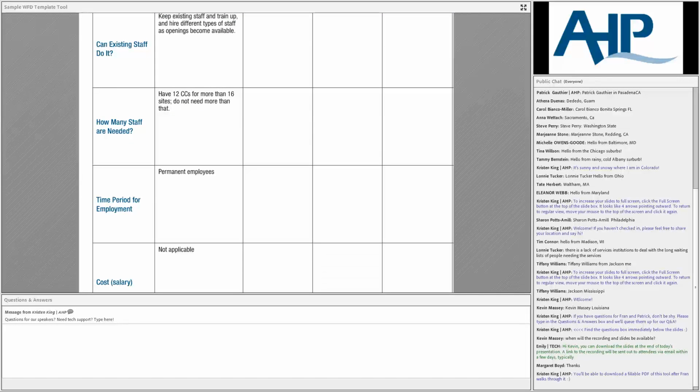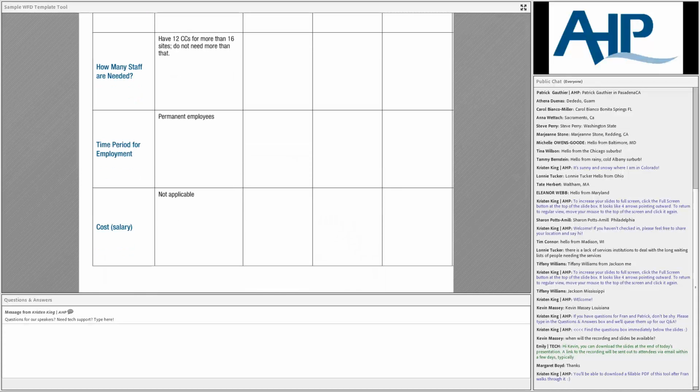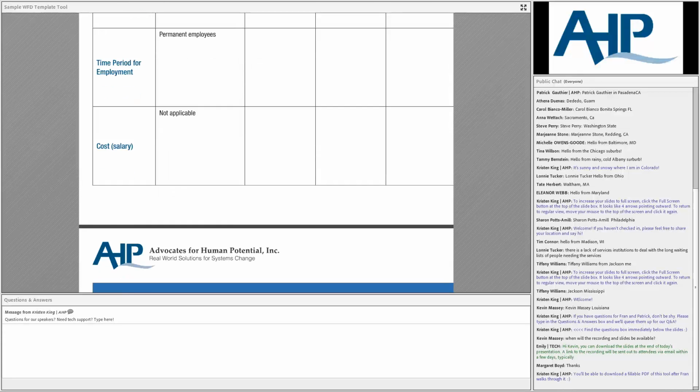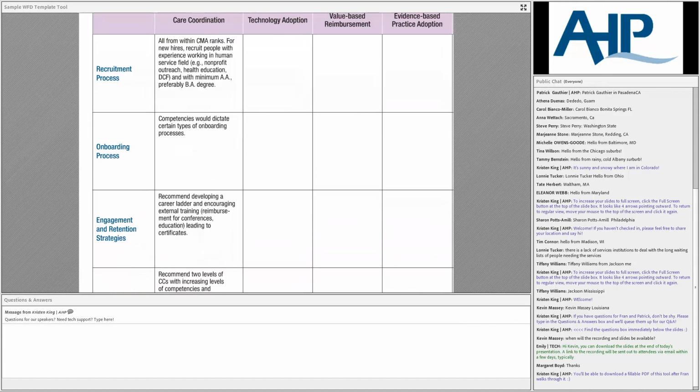We asked the question, can existing staff do this job? And the ACO felt fine about keeping the existing staff, but when openings became available, they would recruit people with different backgrounds. They didn't need to hire any more staff. Of course, the how many is always a good question. And the time period for employment, these were permanent employees. They were not temporary or contract employees. We did not just work on salary issues with this ACO per se, but obviously that's a critical piece of any analysis that you are going to do.